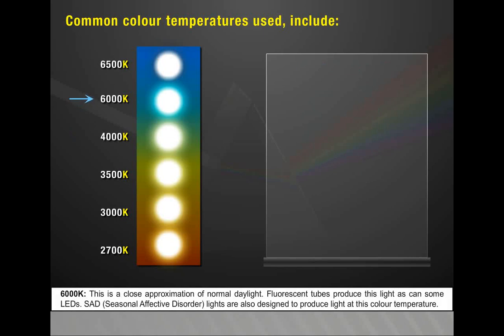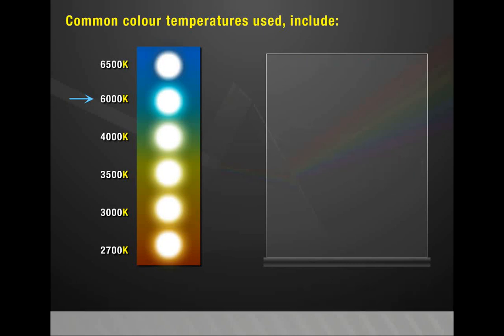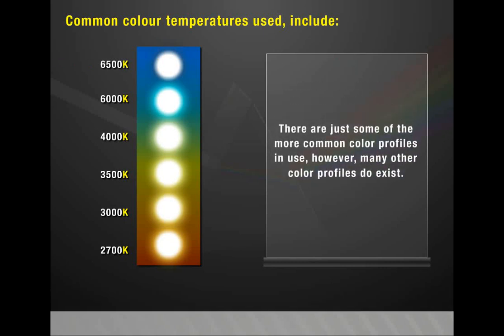6000 Kelvin. This is a close approximation of normal daylight. Fluorescent tubes produce this light, as can some LEDs. SAD, seasonal affective disorder, lights are also designed to produce light at this color temperature. 6500 Kelvin. A color profile often used to simulate other types of daylight with an exceptionally bright white. These are just some of the more common color profiles in use. However, many color profiles do exist.